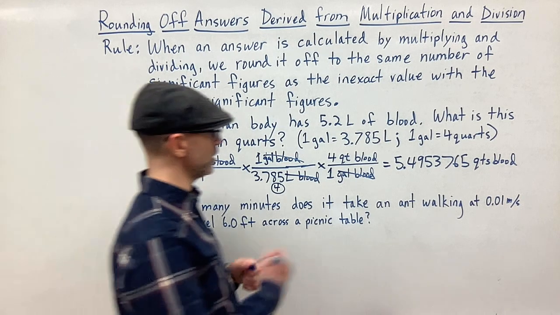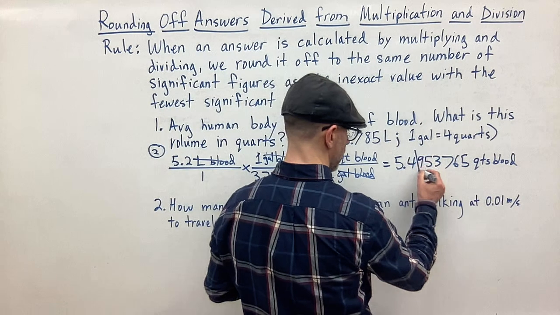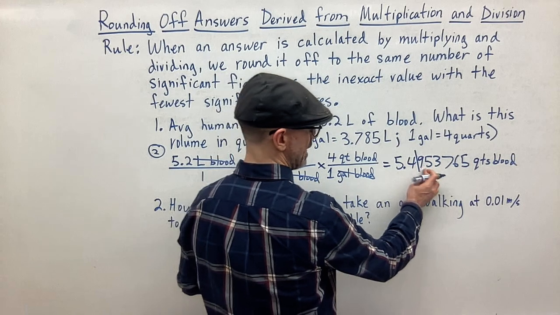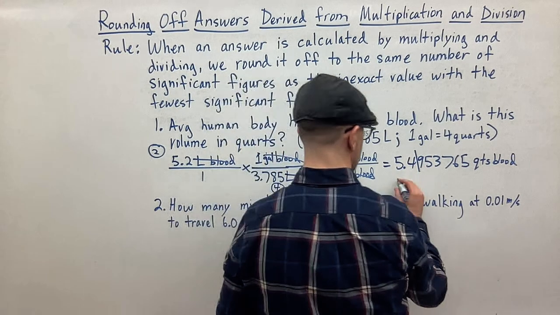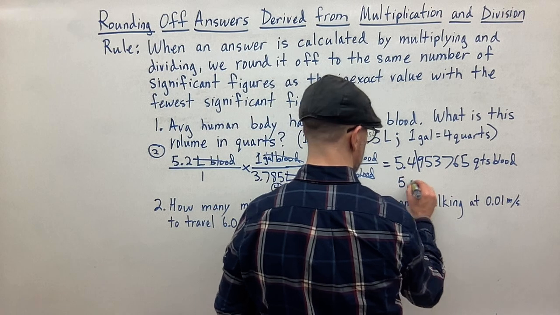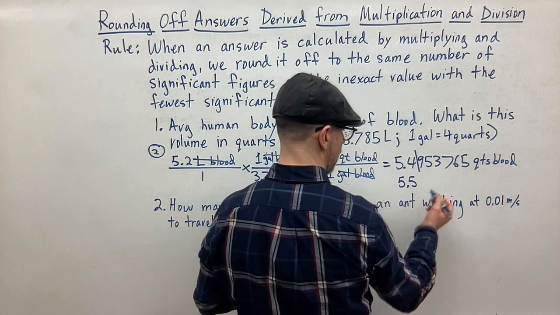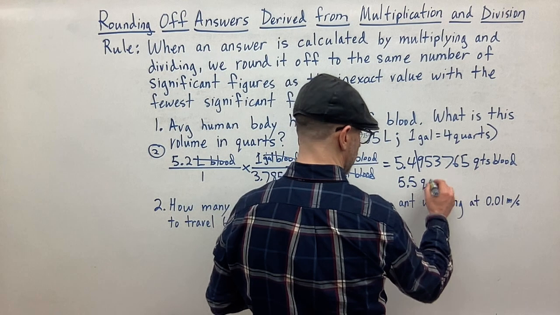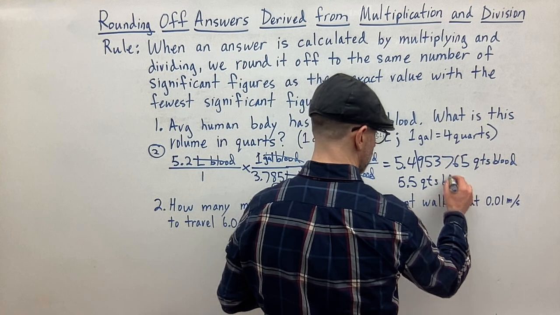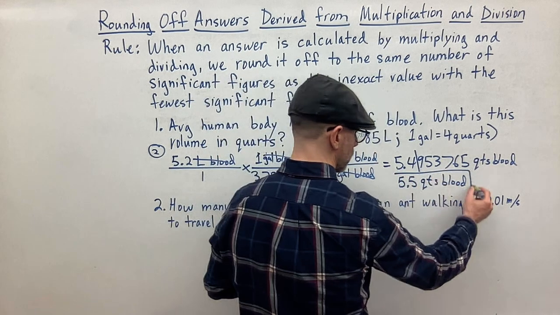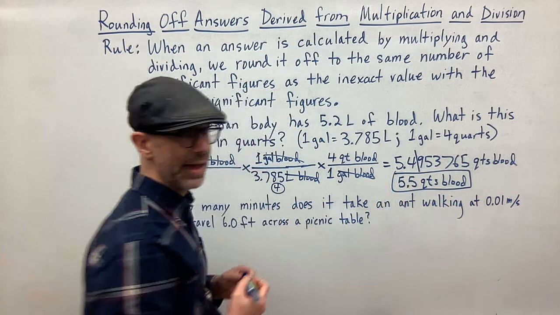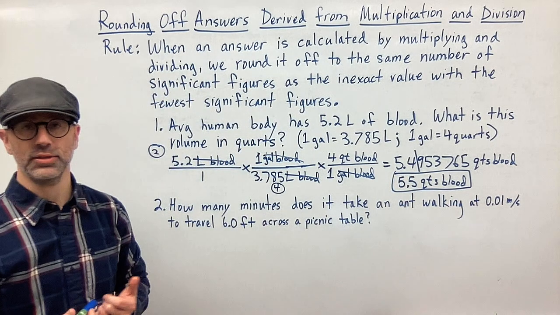So that means we need to cut it off here. So notice there's a 9 there. So that means we need to round the 4 to a 5. So we would keep the 5 here, round that 4 to a 5, and that's it. So we get quarts of blood. So that's 5.5 quarts of blood as our final recorded answer.